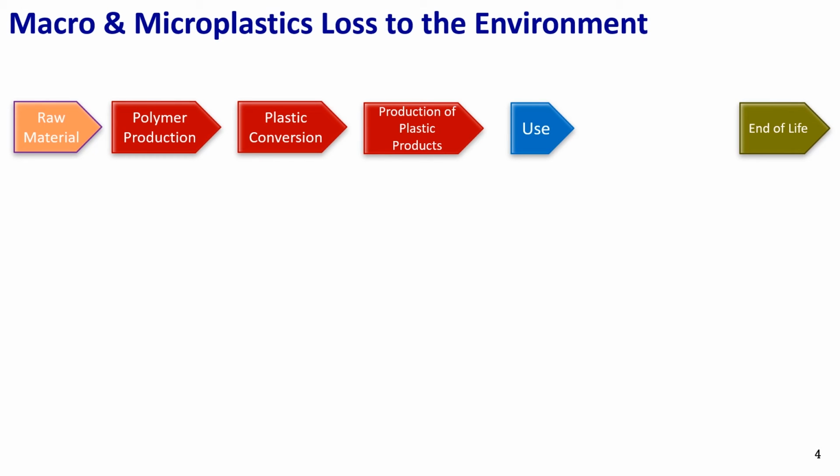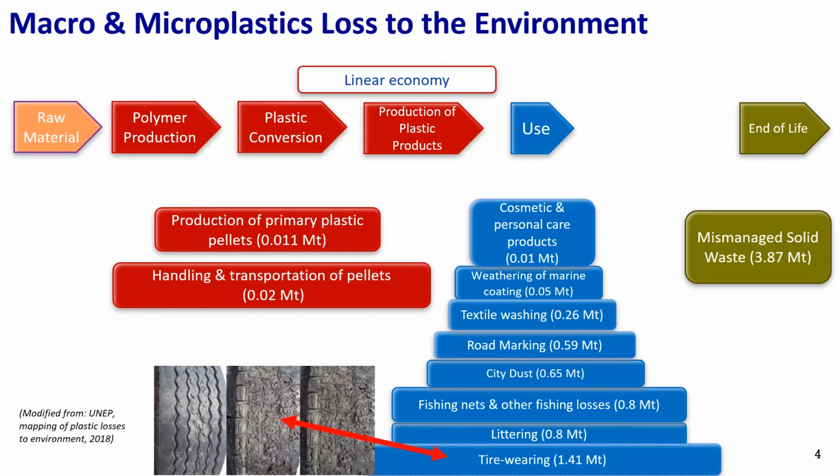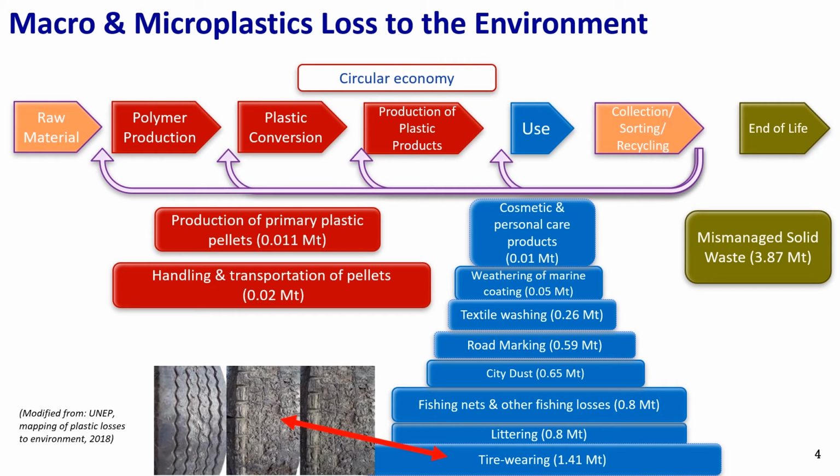If we think about the linear flow of plastic related products, we can see raw material and polymer production, plastic conversion and products, and user phase and end of life. So if it is linear, then end of life impact is very high, and at each step of the life cycle there can be plastics or microplastics released into environment. Under circular economy approach, we can try to minimize the leakage into environment at various stages of the life cycle.